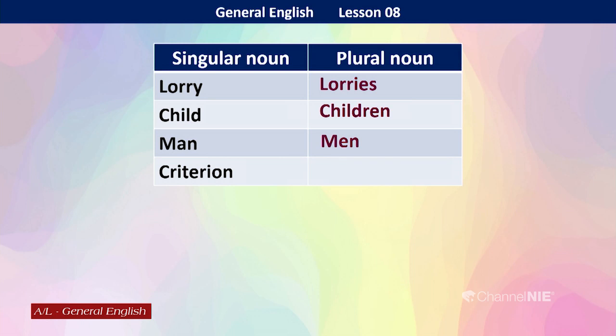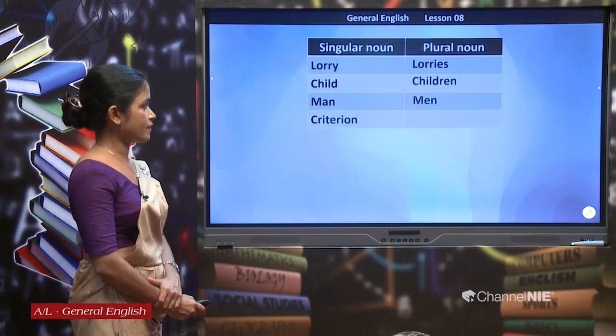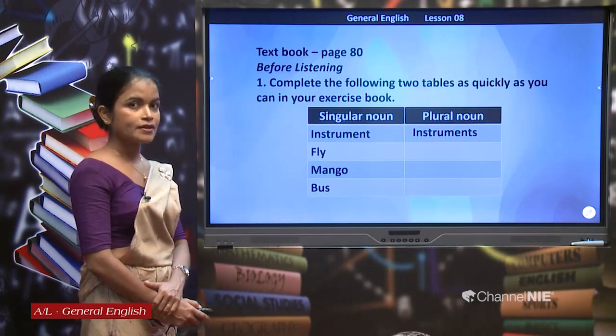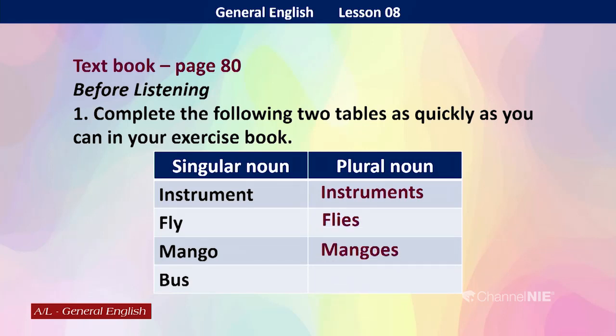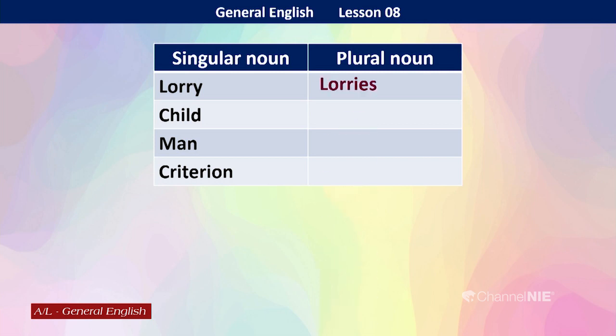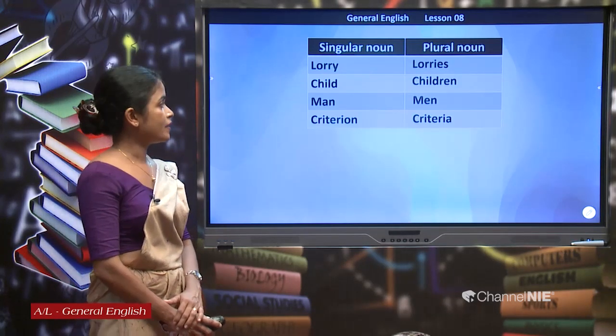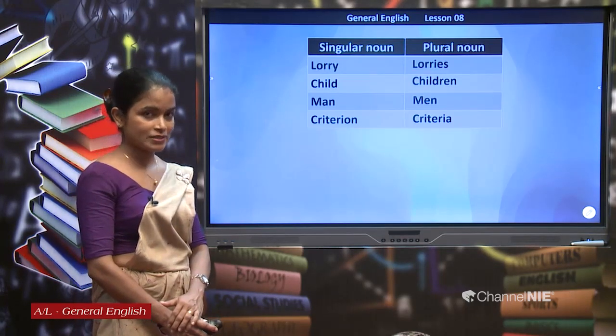Criterion, what are the last two letters? ON. So, how to make the plural? That is a foreign plural, criteria, right? So, we'll revise the answers again. Instrument, instruments. Fly, flies. Mango, mangoes. Bus, buses. Lorry, lorries. Child, children. Man, men. Criterion, criteria. Actually, we talked a little bit more content about forming singular and plural in English today. So, the whole thing is very important for your syllabus. That is why I have described it.